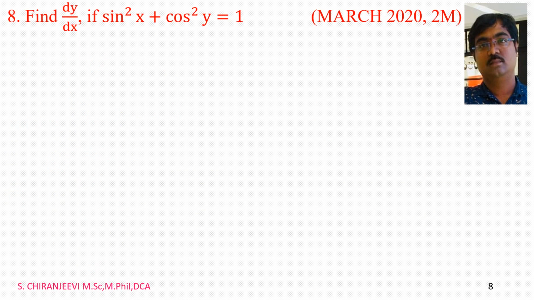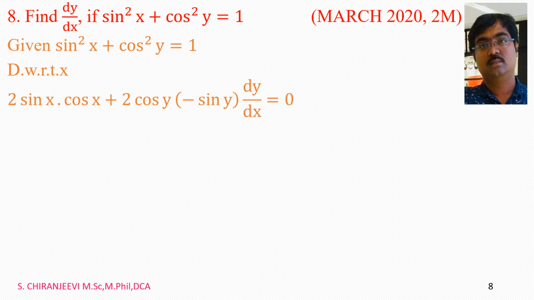Now the next problem, find dy by dx if sin square x plus cos square y equal to 1, which is asked in the year March 2020 for 2 marks. Given sin square x plus cos square y equal to 1, differentiating with respect to x. See here, differentiation of sin square x is 2 sin x into cos x. Chain rule. See here, what is differentiation of x square will become 2x into differentiation of x is 1. Similarly, if you have y square, differentiation of y square is 2y into dy by dx.